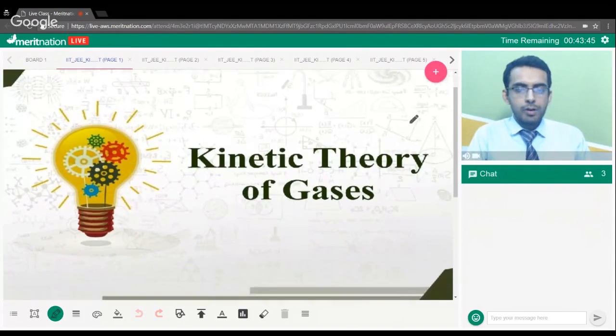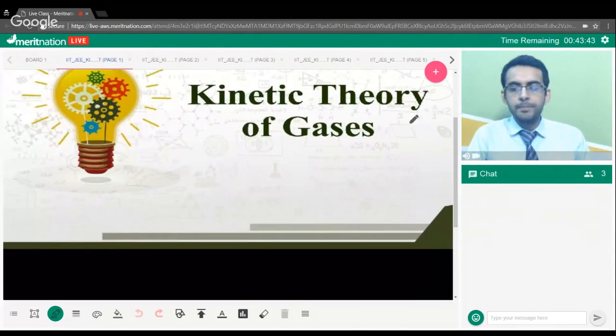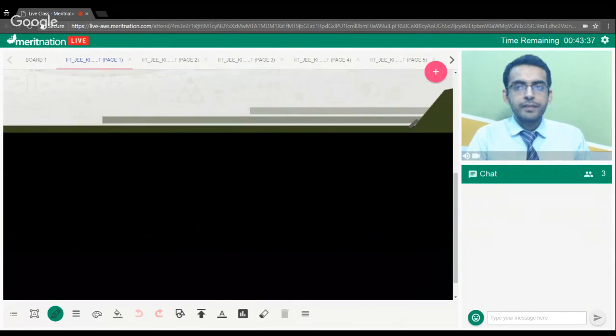The very important things in the chapter are basically the RMS speed, most probable speed, and average speed of the molecules. You should remember the formula of them, right?